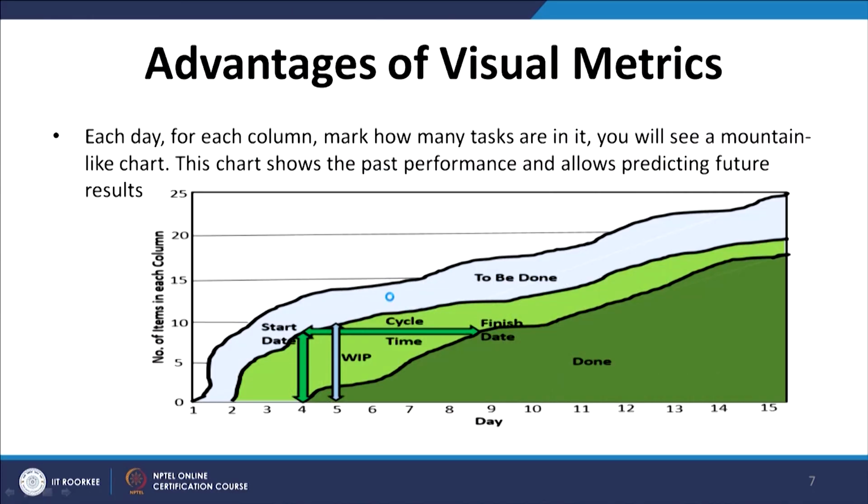So, this is simply an example where you see how you can have the advantage of visual metrics. Each day, for each column, you can mark how many tasks are in it. You will see a mountain-like chart. So, like this you can see a mountain-like chart, how from this lower point you are going to the top points. So, it is like a mountain chart.